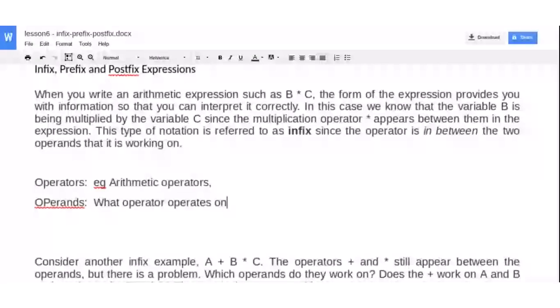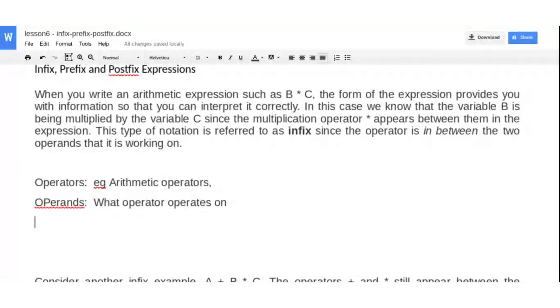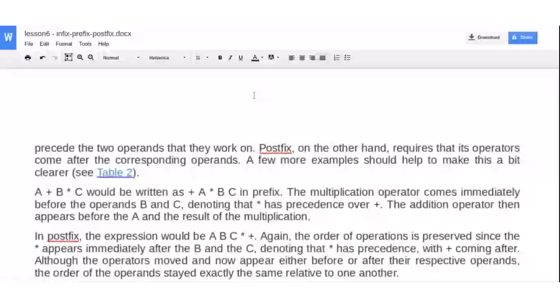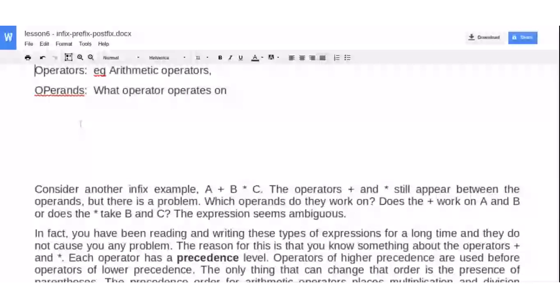Now, if you write an arithmetic expression, the way we normally write it, the ordinary way of writing an expression, those expressions are in the infix format. The ordinary way that we write arithmetic expressions, then we have what we are calling an infix.